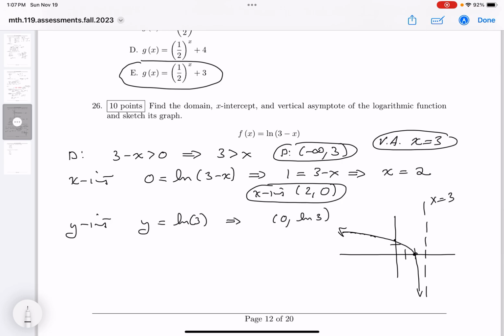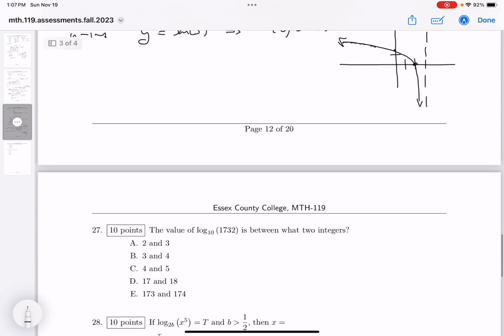And let me see if I've answered all the question. Domain, I got that part done. X-intercept, I got that part done. Vertical asymptote, I got that part done. And I sketched the graph. That looks good. Let's go to the next one.